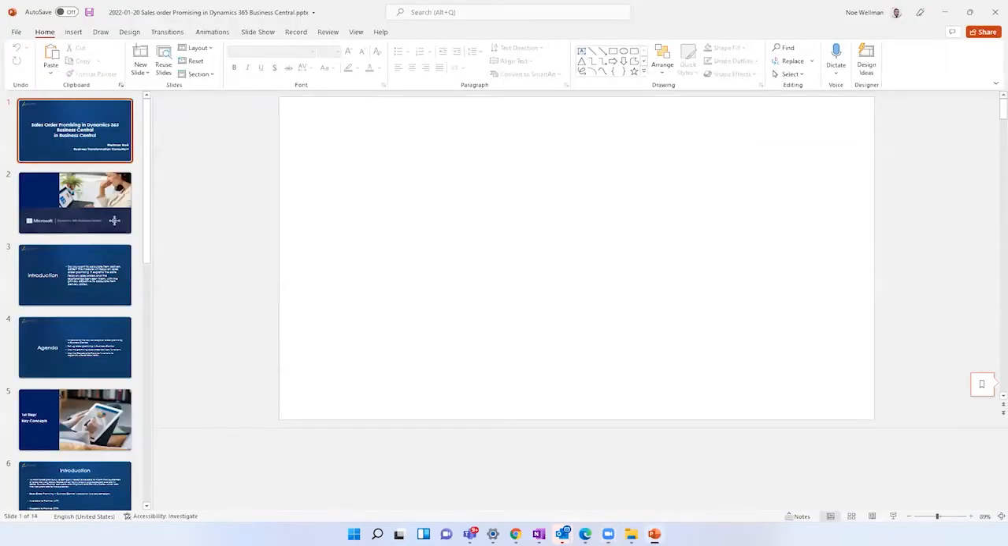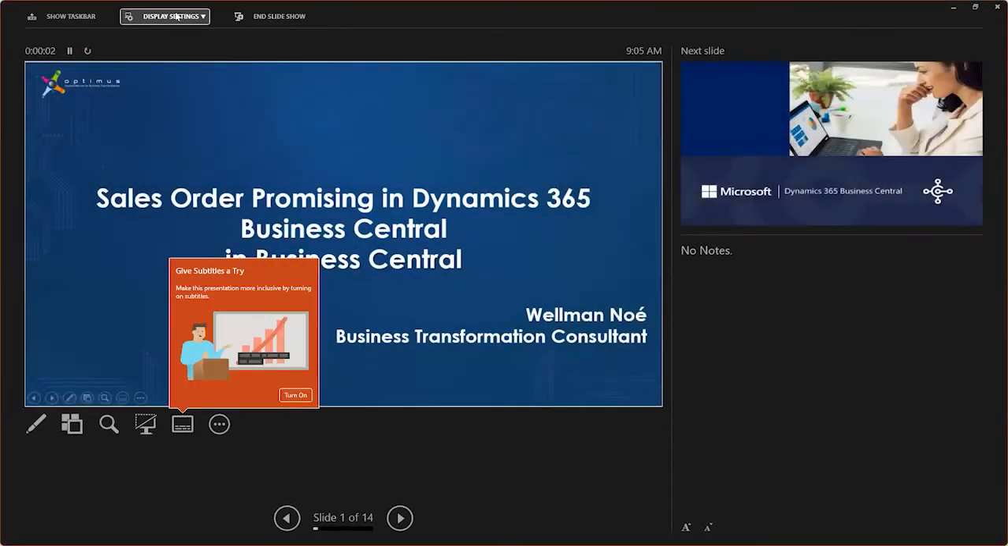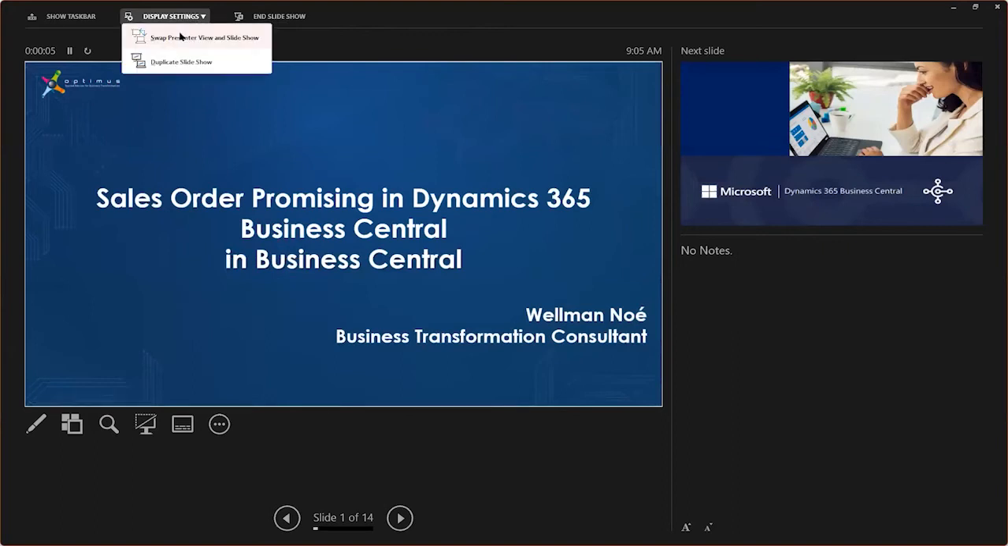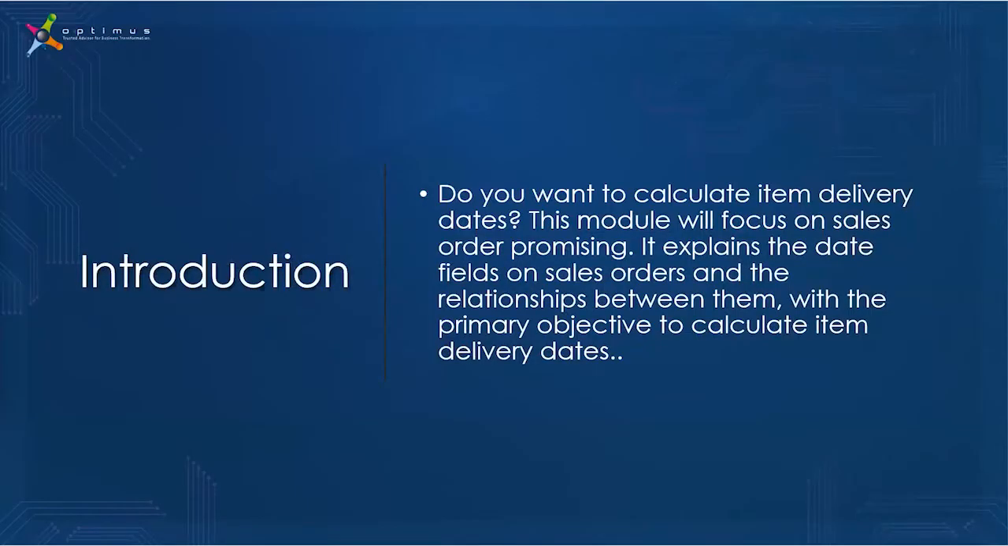My presentation now is related to sales order promising in Dynamics 365, right? Let me just swap my screen. Good. Now, what is sales order promising in Business Central? First of all, when we need to promise to our customers when we're going to be delivering, this is a part of a function that we could use, right?